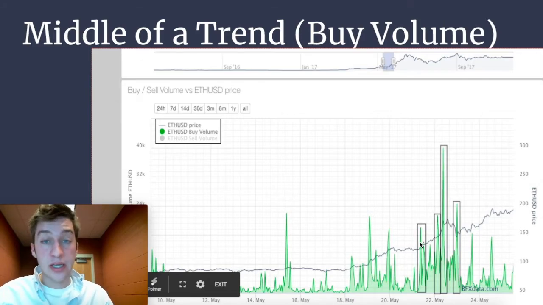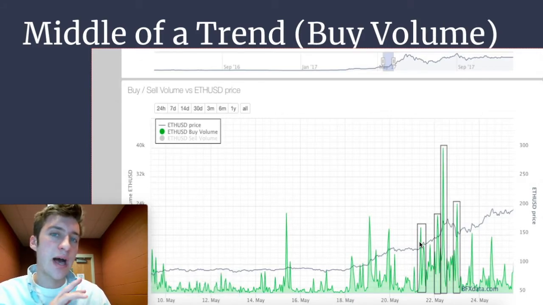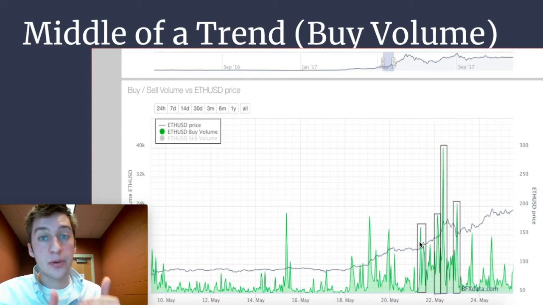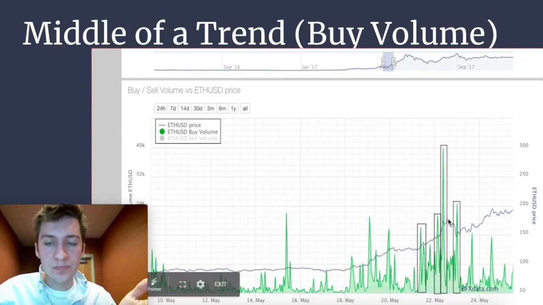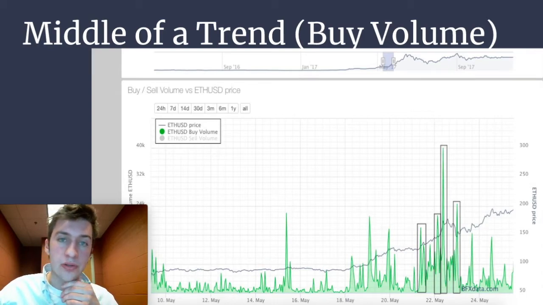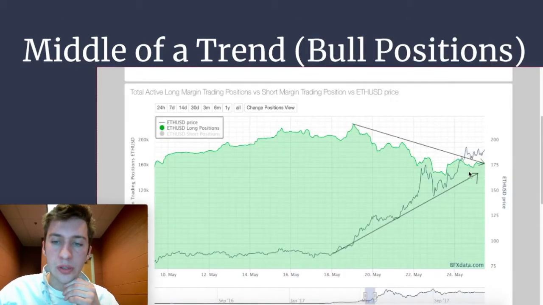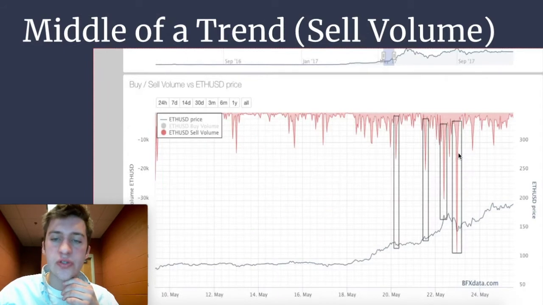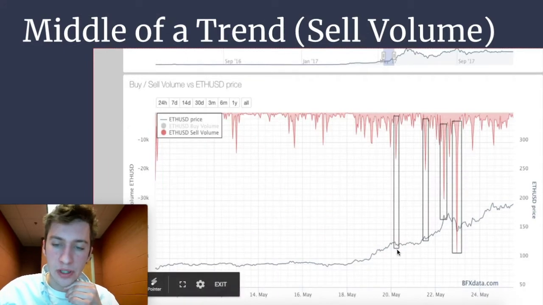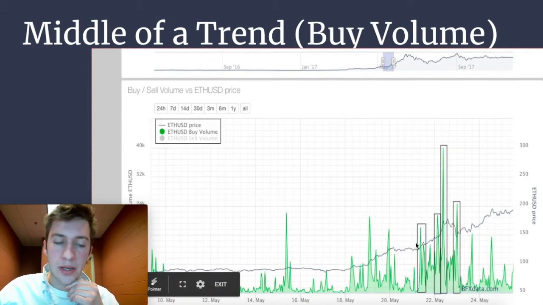So you want to see high breakout volume, high continuation volume, high volume at a market bottom, but you do not want to see high volume at a market top, because when you do, retracement or even reversal. So yeah, that is what you want to be looking for at the middle of a trend. Going back from a decrease in bull positions to sell volume at a market bottom, buy volume at a market bottom, and yeah, so that's what you'd want to be on the lookout for.